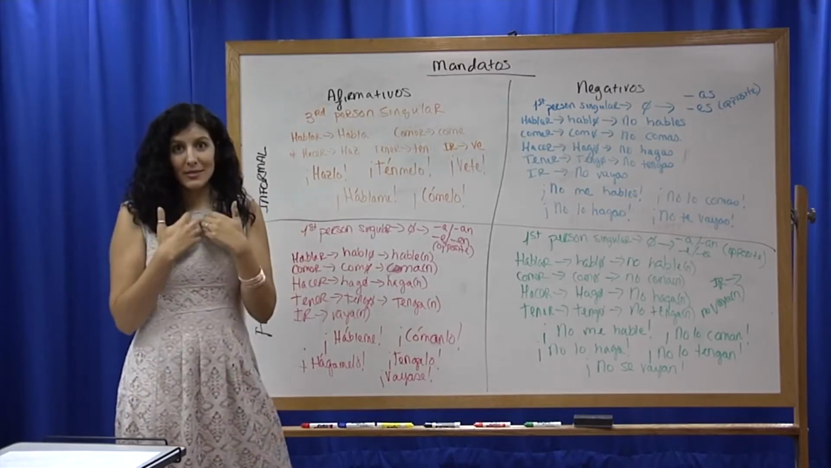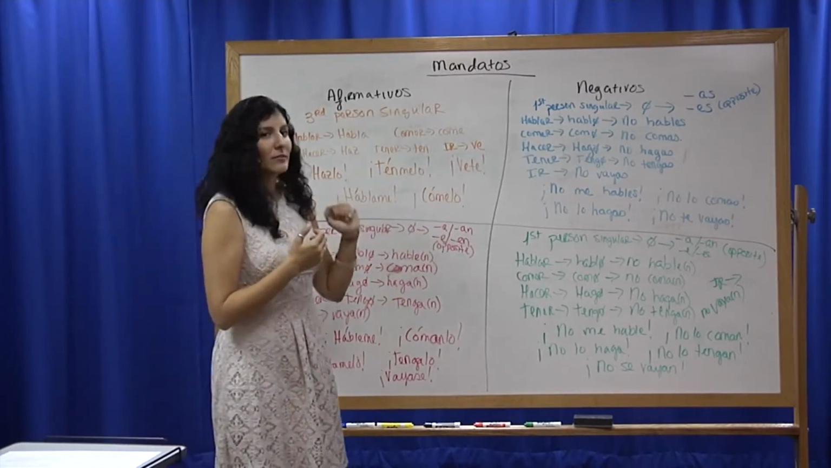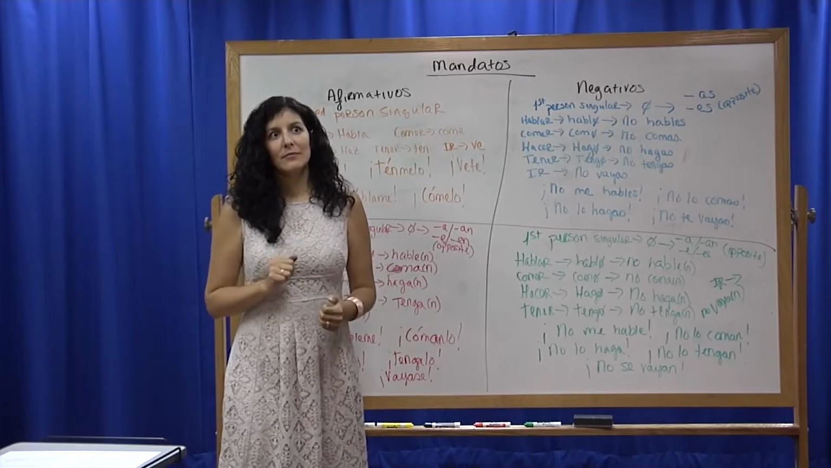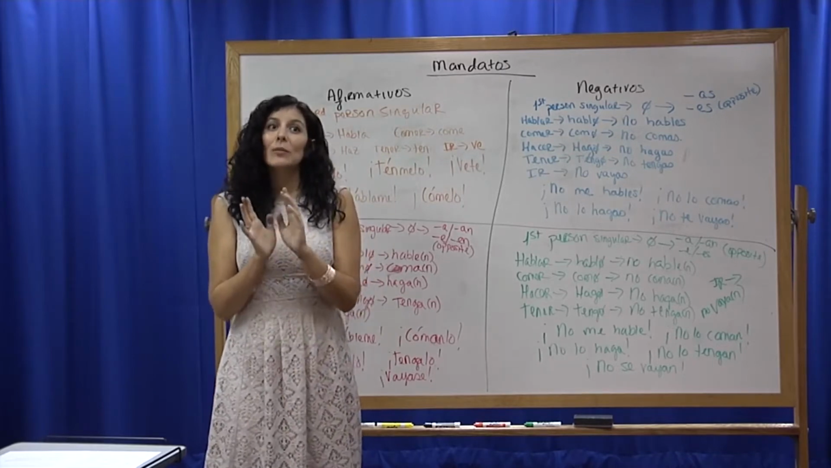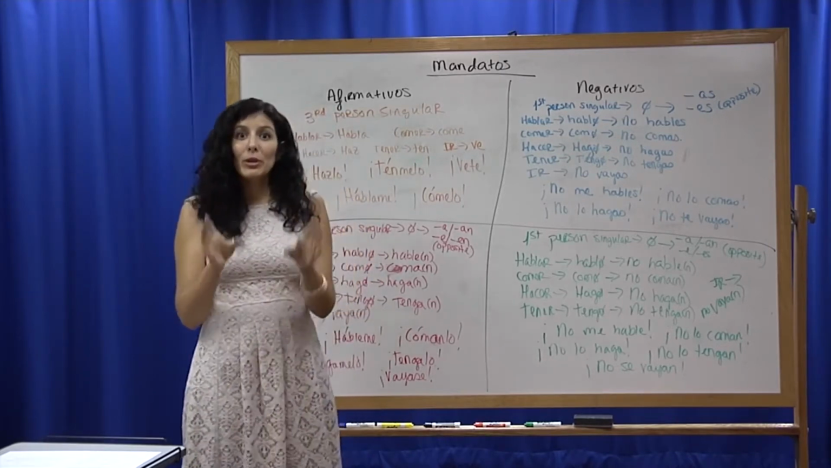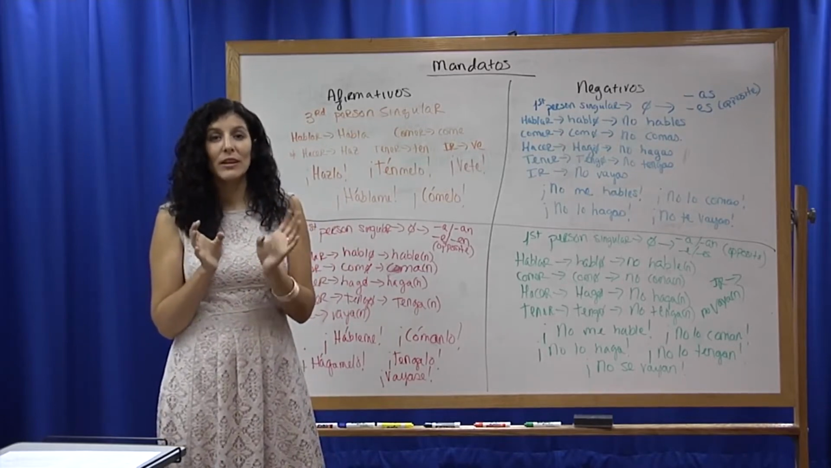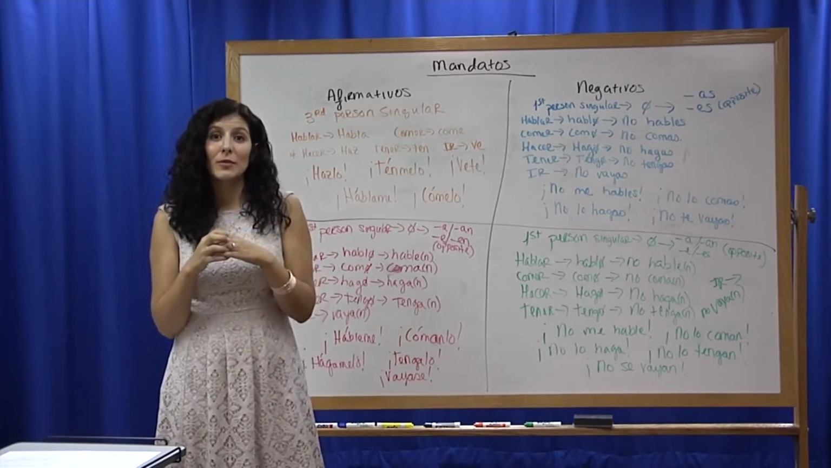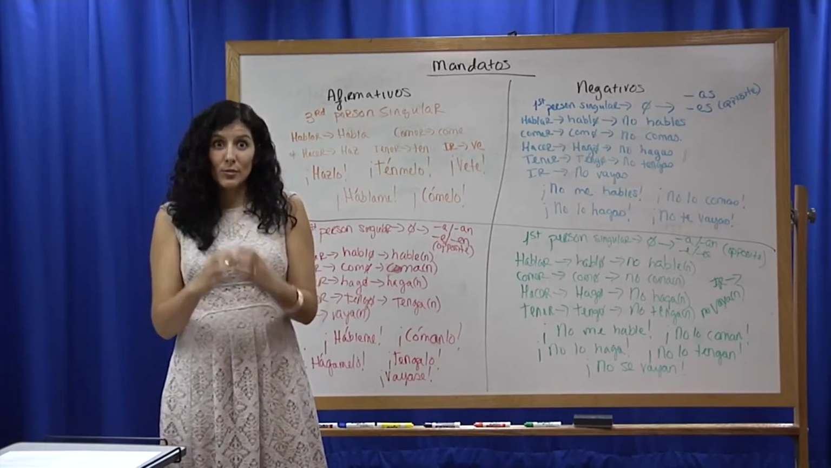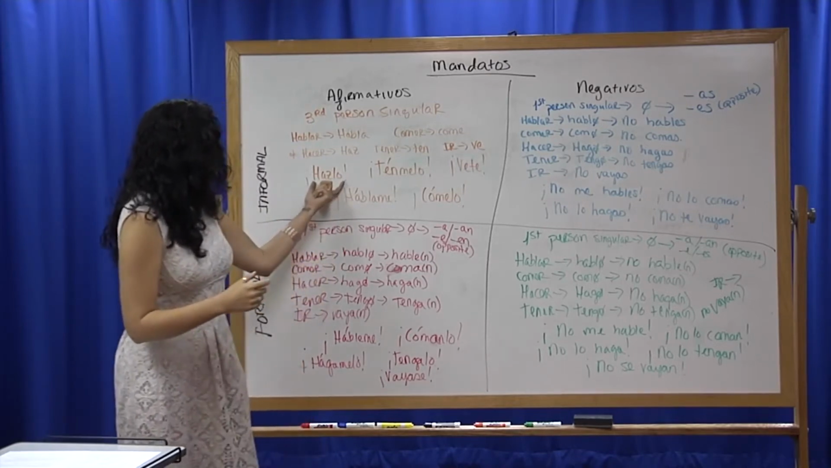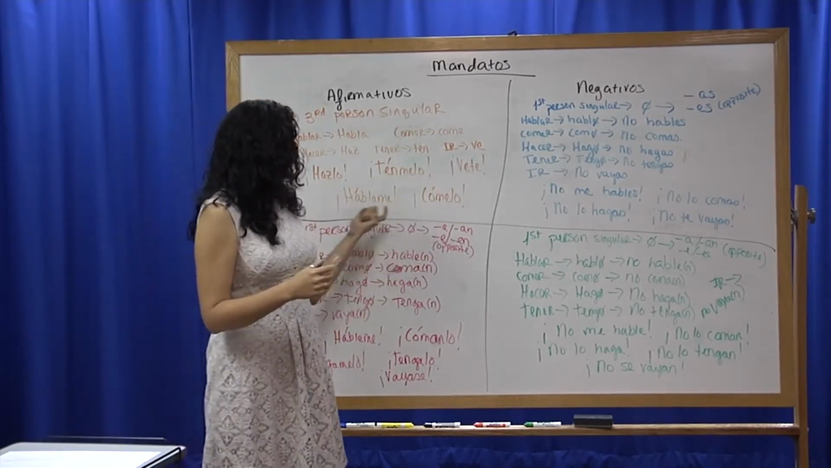Háblame, talk to me. Cómelo, I want you to eat it already, right? So those are ways that we learned that we needed to put those direct object pronouns or indirect object pronouns directly onto the verb and form one unit. So these actually form one entire word, all together.